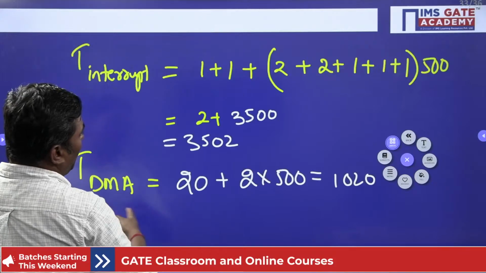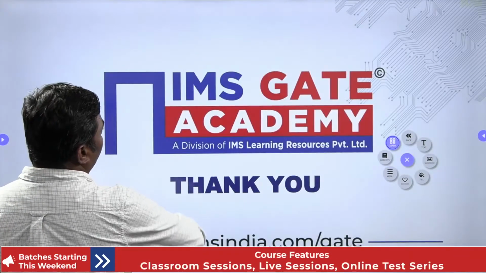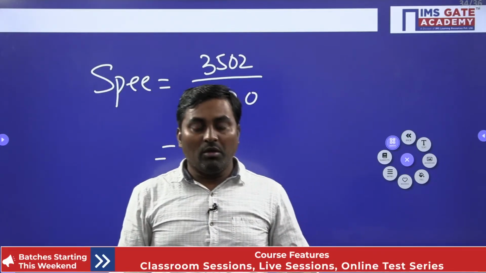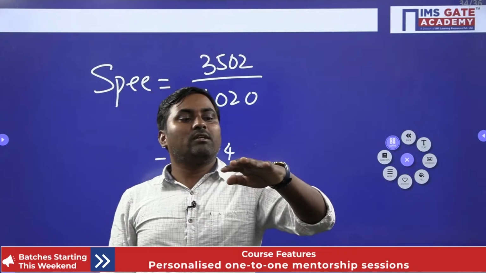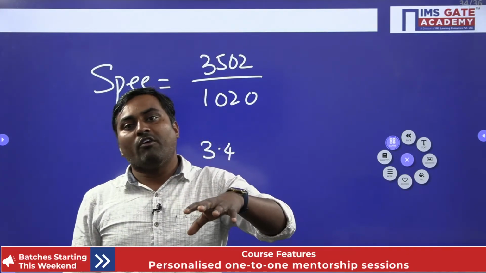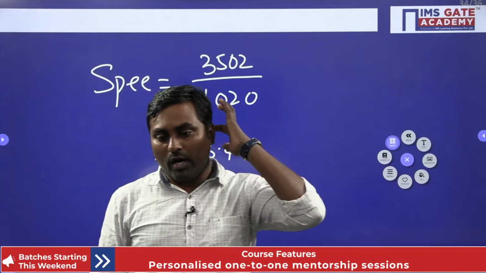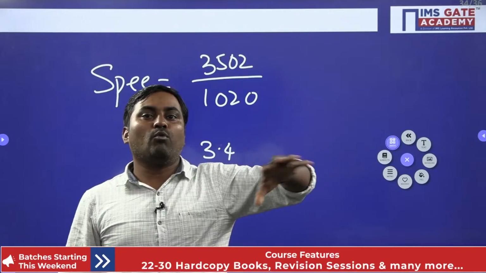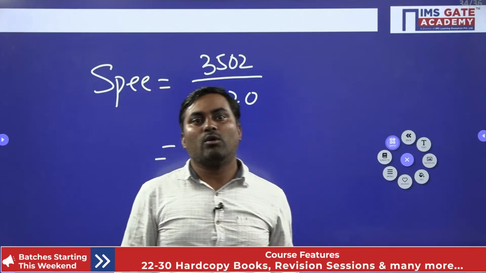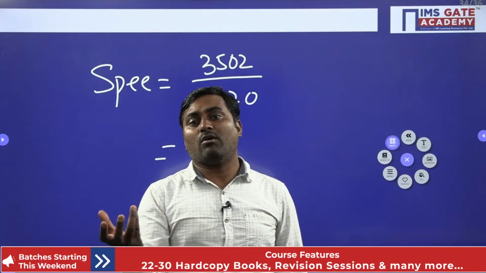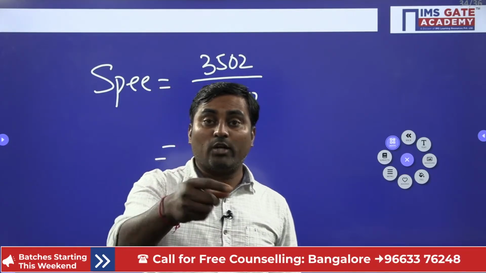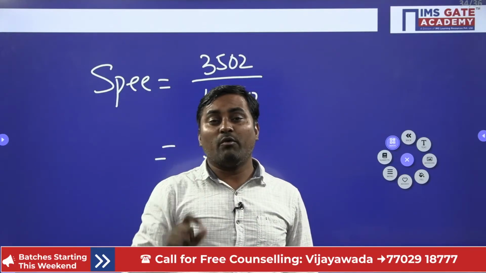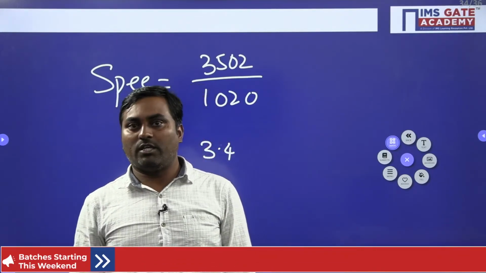So this way we can see problems on the DMA controller. Of the 3 types of problems which we discussed, type 1 is based on cycle stealing mode and burst mode. Sometimes they ask how many times the system bus is required to be acquired, or they can do a comparison between programmed IO, interrupt driven IO, and the DMA controller also. There was even a question in the GATE 2023 paper where they compare programmed IO and interrupt driven IO. You also observe that, and you will be able to answer it now.